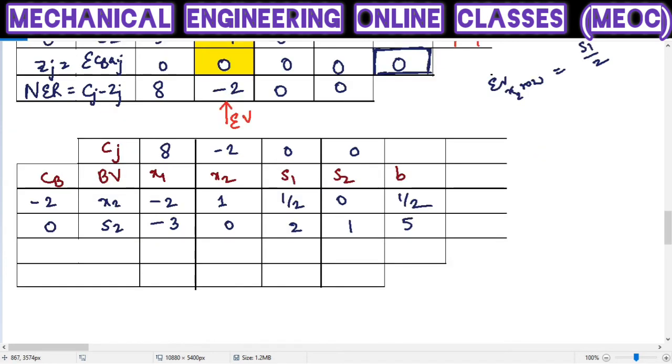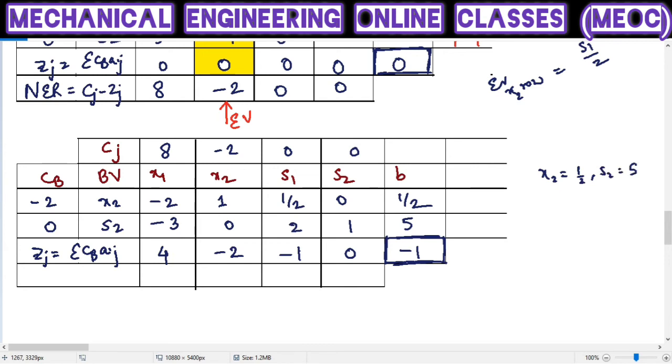Now once this is all there, we can find Zj as sigma x cb into aij. Minus 2 into minus 2 is 4, plus 0 into minus 3, this is 4, this is minus 2, this is minus 1, this is 0, now this is minus 1. Alright, so this is the value of z when x2 is equal to half and s2 is equal to 5.